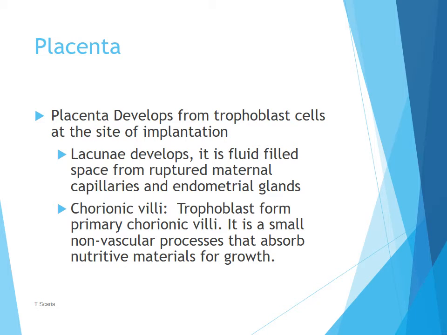Now let us talk about the placenta. The placenta develops from trophoblast cells at the site of implantation, and the lacunae develop, which are fluid-filled spaces from ruptured maternal capillaries and endometrial glands. And chorionic villi develop. The trophoblast forms primary chorionic villi, which are small non-vascular processes that absorb nutritive materials for growth.